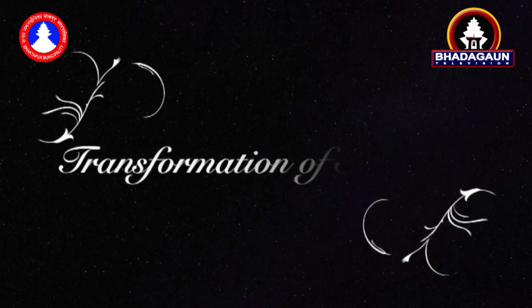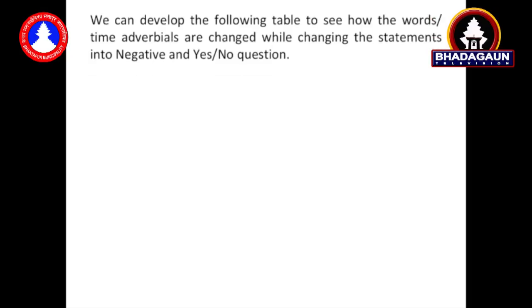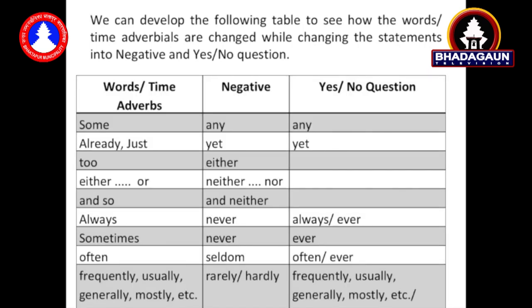Students, we have taken some examples, and in the examples, we changed some words there. So in summary, you can develop the following table to see how the words and time adverbials are changed while changing the statement into negative and yes-no question. The table goes here. Word or time adverbs, and its negative and yes-no question. Now the first, some is changed into any in the negative, and it is changed into any in the yes-no question.